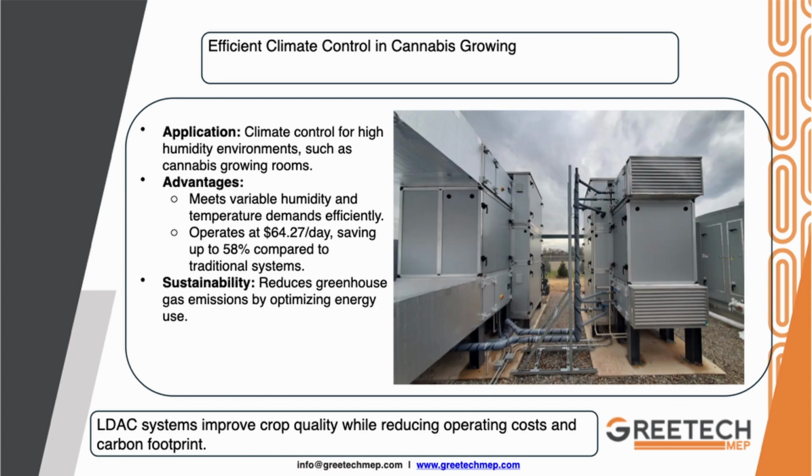For high humidity environments, such as indoor agriculture or greenhouses, as shown in the image, liquid desiccant systems offer a double advantage: efficient climate control and sustainability. These systems adapt to changing conditions, ensuring optimal energy use. One of the advantages in this type of application is the fact that plants in this type of environment generate a large amount of latent heat.